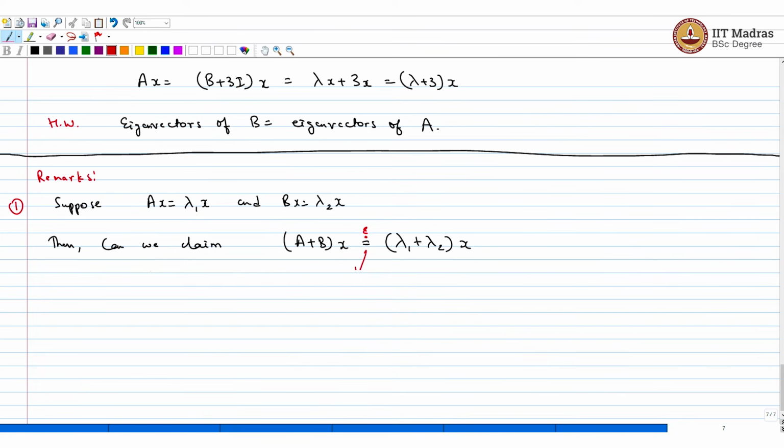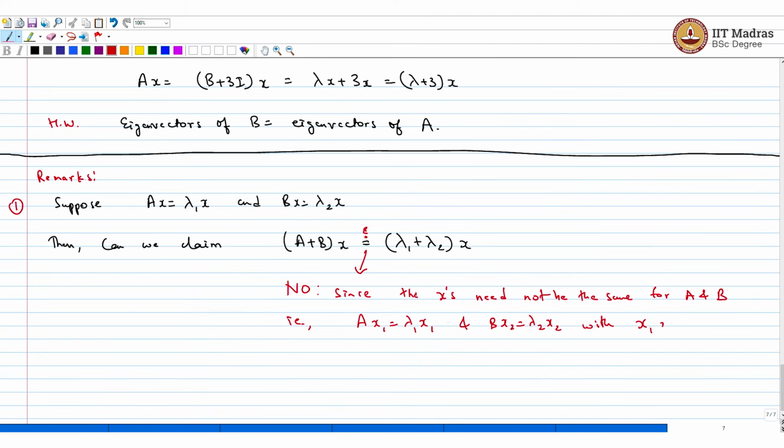The answer unfortunately is no, since the x's need not be the same for A and B. That is, you have A x1 equals lambda 1 x1 and B x2 equals lambda 2 x2, with x1 not necessarily equal to x2.